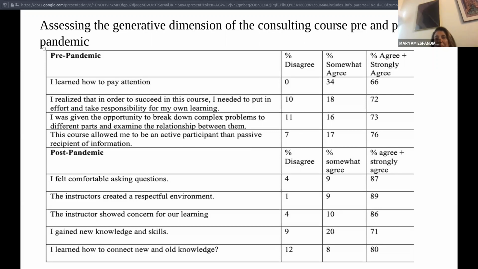Then what I did, I collapsed the responses. There are very few disagree responses, and somewhat agree percentages are not that high. Then I combined strongly agree and agree responses for this course pre-pandemic and post-pandemic. And as you see, the responses are quite high, saying they either strongly agree or agree that we did reach the goals of the course, which in turn are based upon the theoretical model that we proposed at the beginning. Next slide.